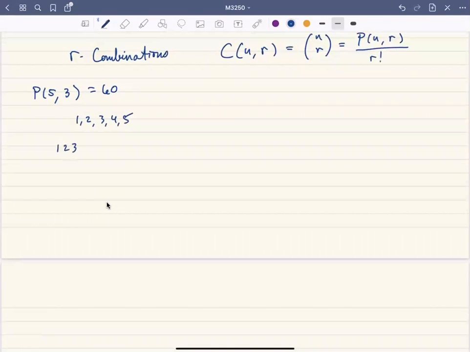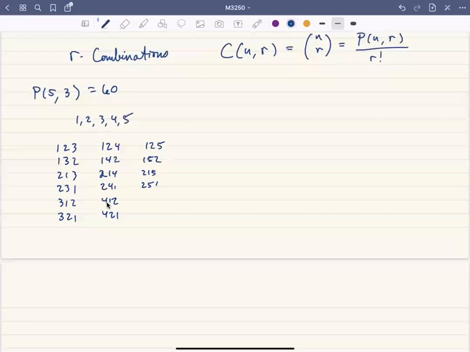So we'll have 1, 2, 3, 1, 3, 2, 2, 1, 3, 2, 3, 1, 3, 1, 2, 3, 2, 1, 1, 2, 4, 1, 4, 2, 2, 1, 4, 2, 4, 1, 4, 1, 2, 4, 2, 1, 1, 2, 5, 1, 5, 2, 2, 1, 5, 2, 5, 1, 5, 1, 2, 5, 2, 1.